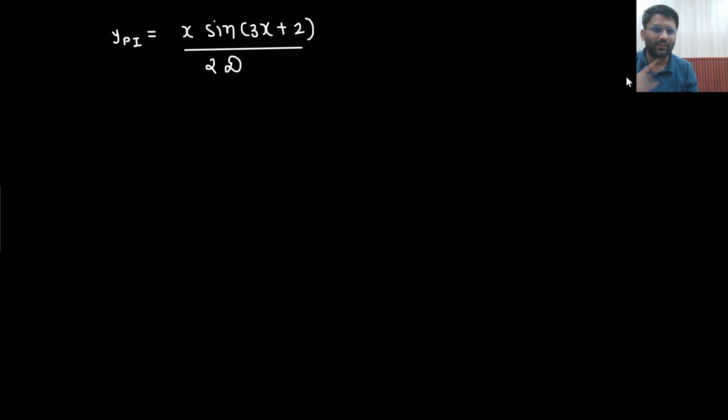Just 1 second, guys. Yeah, sorry for the interruption, guys. Actually, someone came in between. Yeah, so what I was saying, ypi was x sine 3x plus 2 divided by 2D.